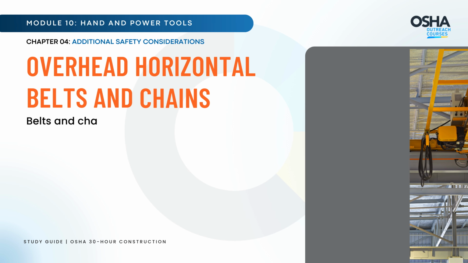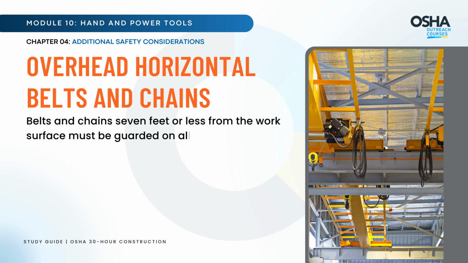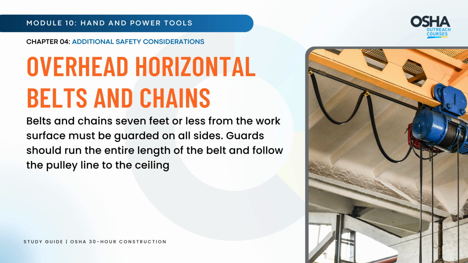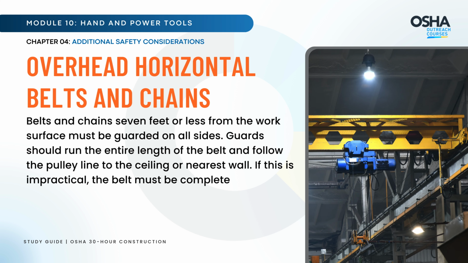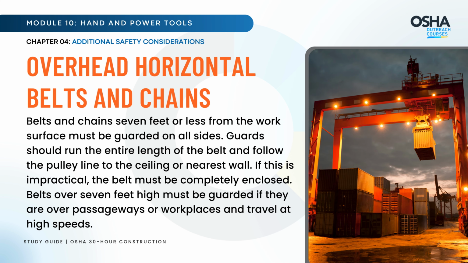First, overhead horizontal belts and chains. Belts and chains 7 feet or less from the work surface must be guarded on all sides. Guards should run the entire length of the belt and follow the pulley line to the ceiling or nearest wall. If this is impractical, the belt must be completely enclosed. Belts over 7 feet high must be guarded if they are over passageways or workplaces and travel at high speeds.